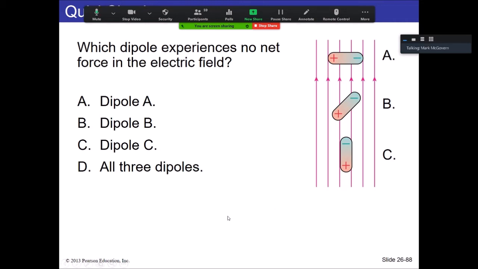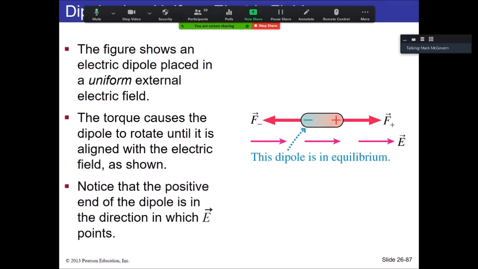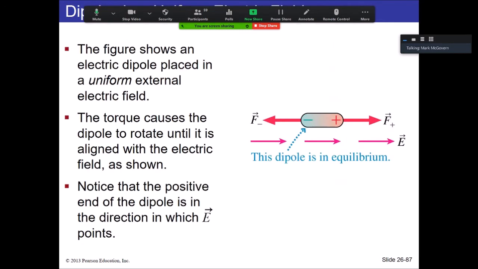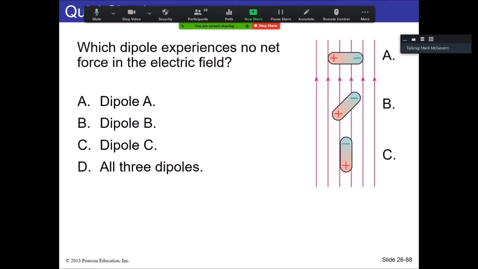The difference between this thing here and this thing here is that the positive charge is oriented on the same side as the electric field points. So the negative is toward the downstream, so to speak, and the positive is towards the upstream. This is flipped around. They are not the same.